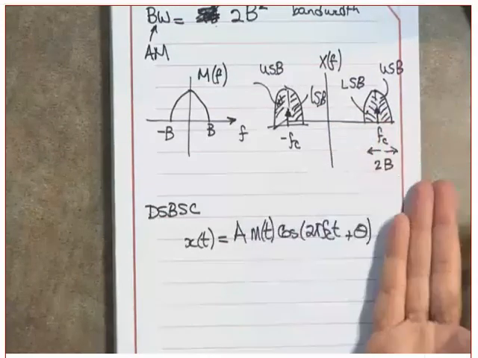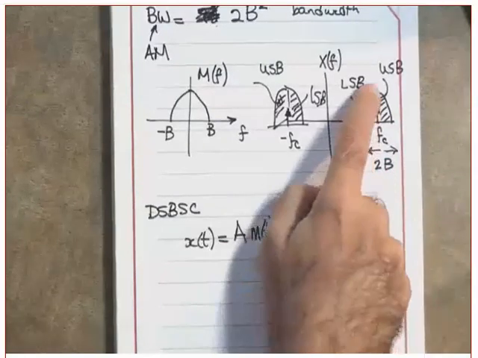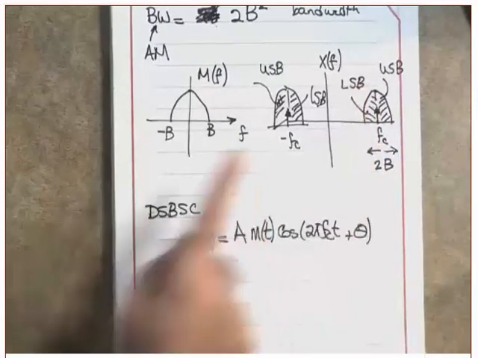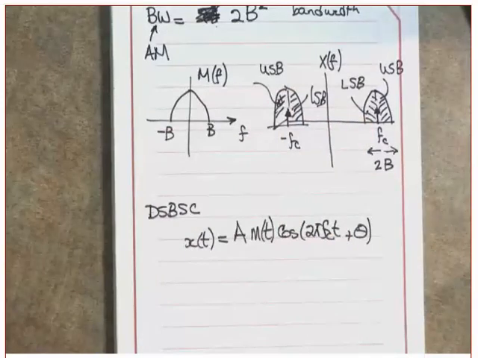The reason is that you need an extremely sharp filter to get rid of one of the bands. Did you understand that or not?